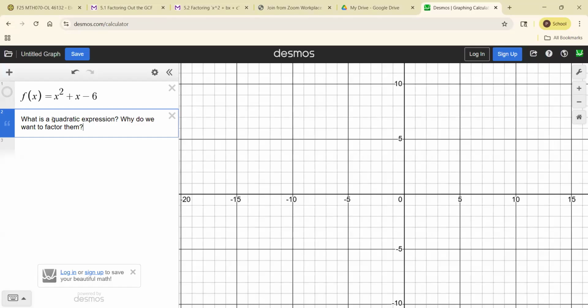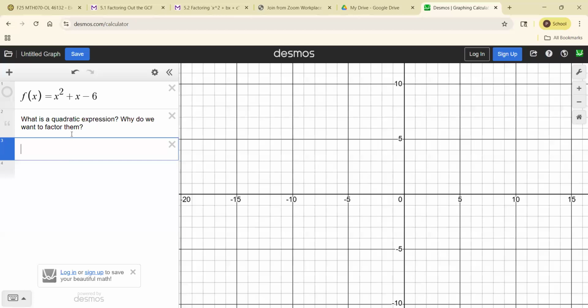The answer to what is a quadratic expression: it's a polynomial where the largest power is a 2. Quadratic comes from the same root as squared, and so the x squared is the largest power. And then you might have some other x terms, like this quadratic expression has an x, and terms without any x's, this one has a -6. So this x squared plus x minus 6 is a quadratic expression. The question, why do we want to factor them, is what we're going to be exploring in this video.